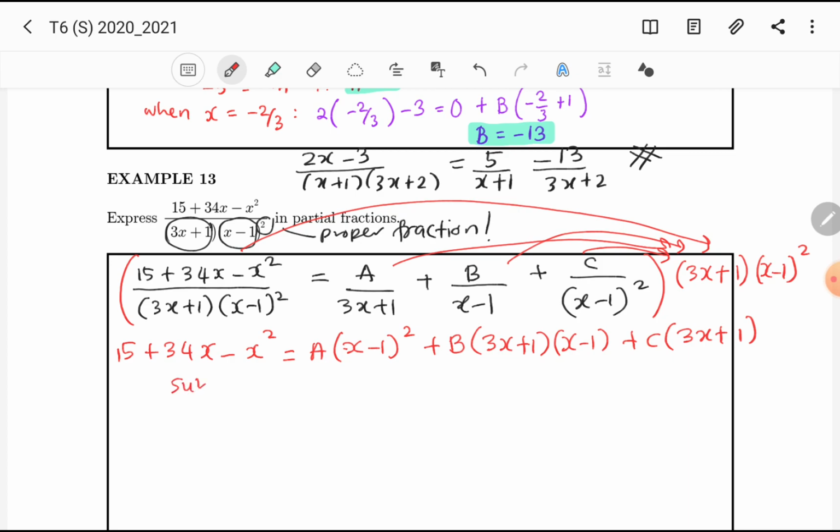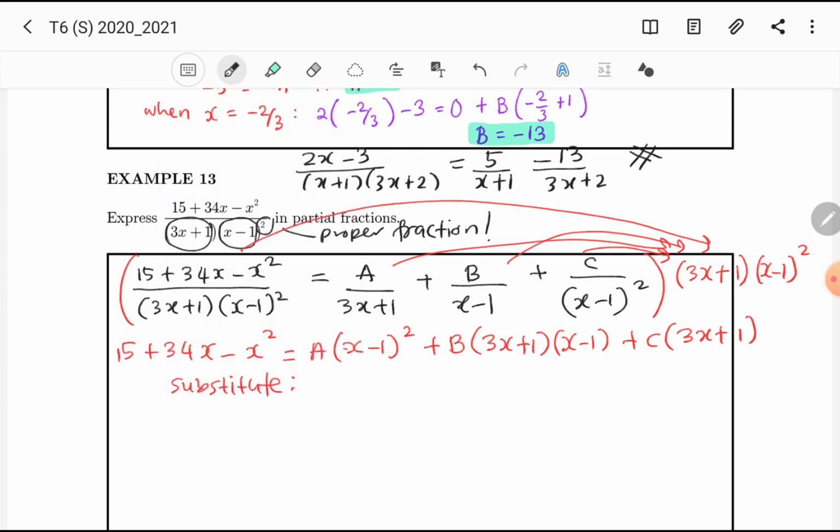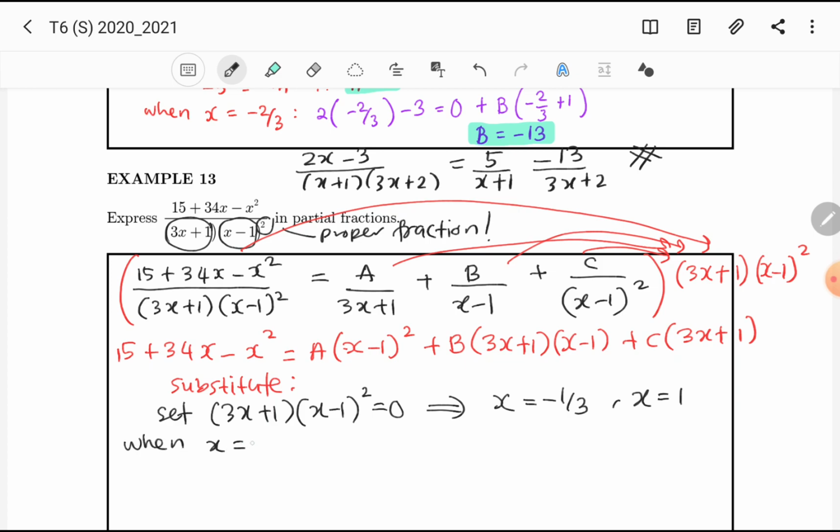So kita sambung. Kalau kita nak substitute, we need to find the suitable value of x yang kita nak substitute. So kita set 3x plus 1, x minus 1 square equals 0. So we will get x equals negative 1/3, x equals to 1. Okay. So next kita akan substitute. So when x equals to 1.